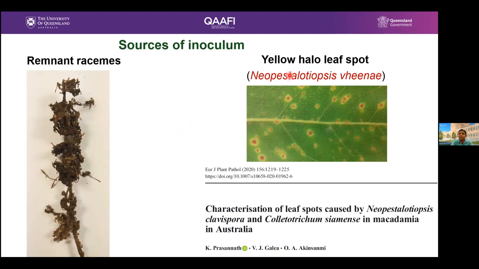We have identified and characterized a new disease called yellow halo leaf spots, which was published last year in the European Journal of Plant Pathology. This disease is caused by Neopestalotiopsis vheenae. Since this pathogen is also a causative agent of dry flower disease, we suggested that the conidia produced from the yellow halo leaf spots could contribute to the dry flower disease.